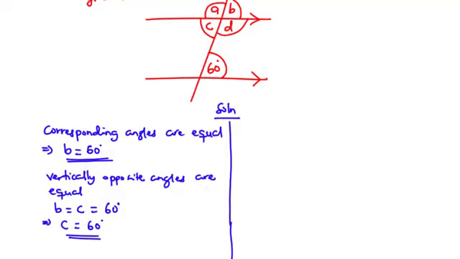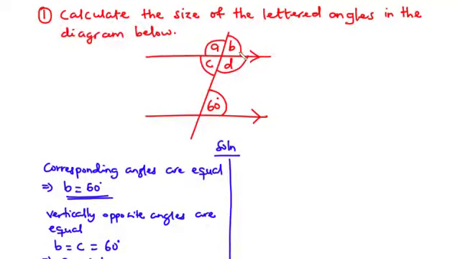Now at this point, we know the value of B, we know the value of C. Now we are going to find the value of A and D. So first of all, let's find the value of A. We all know that the angles on a straight line add up to 180 degrees. Therefore, A plus B should be equal to 180 degrees. Since we already know the value of B, we can find the value of A.